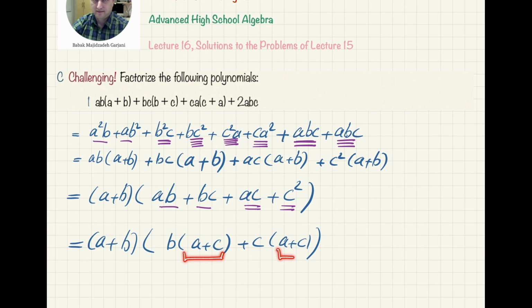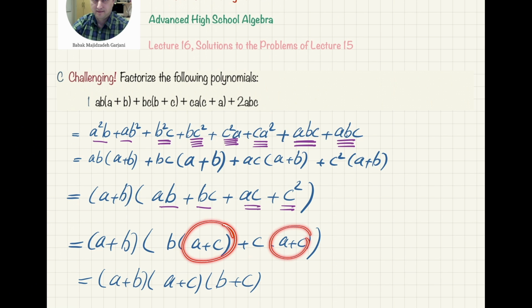Why? Because now A plus C is in common. So I can write A plus B, and I can pull A plus C out. B plus C is left. When I pull A plus C out, B is left from here, C is left from here. And that's the end of the problem. Okay? So you see, it was not hard, but you might need some experience to be able to solve these problems. So the next one is more interesting.